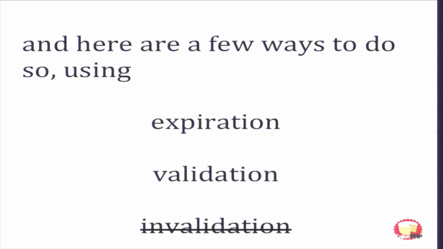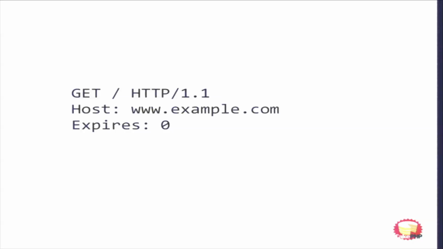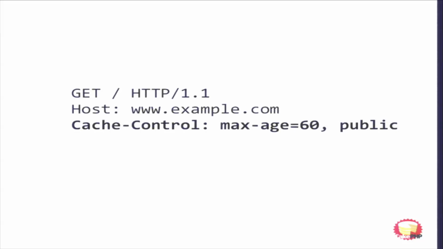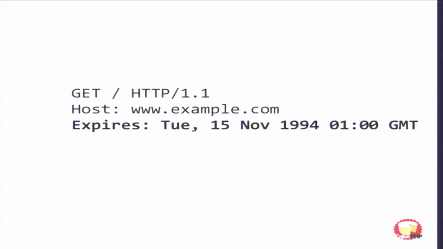So how do we do caching on the HTTP protocol? We can only do expiration and validation. Invalidation is impossible because it means that everyone has to keep a connection open with the server and say, please invalidate all these clients. So expiration. This is a very simple HTTP response. It says Expires: 0, which means that it's not cacheable. Or you can set a date, which means that this response will be cacheable until that date.